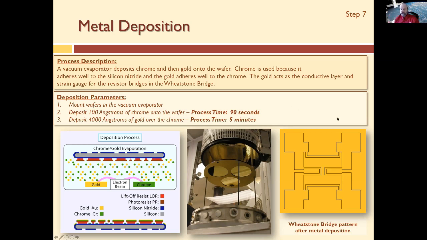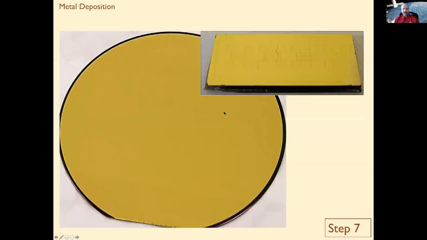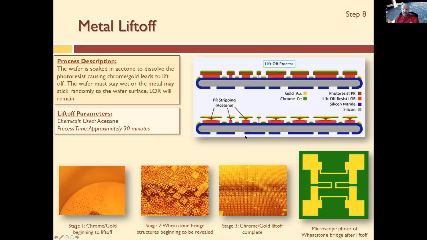Okay, so now you can see you have a very well-defined circuit. Okay, but we got gold everywhere. So we got to get rid of the gold that's sitting on top of the photoresist. Okay, so we've done the deposition. The wafer looks like this. You can see the structures because of the edges, because they're vertical. Okay, now we got to do what's called liftoff. And liftoff is a cool process.